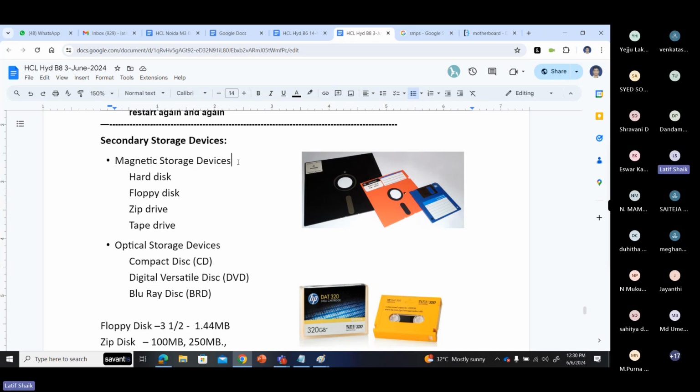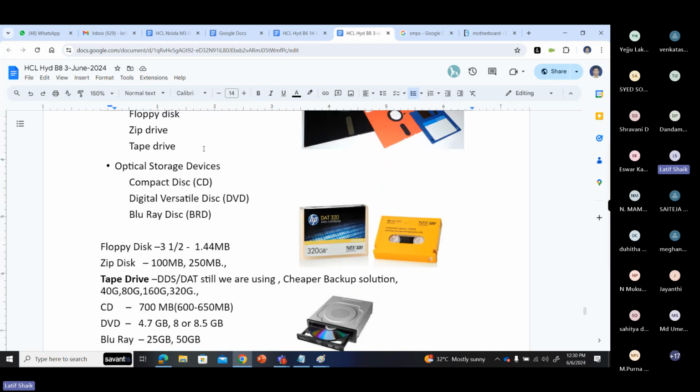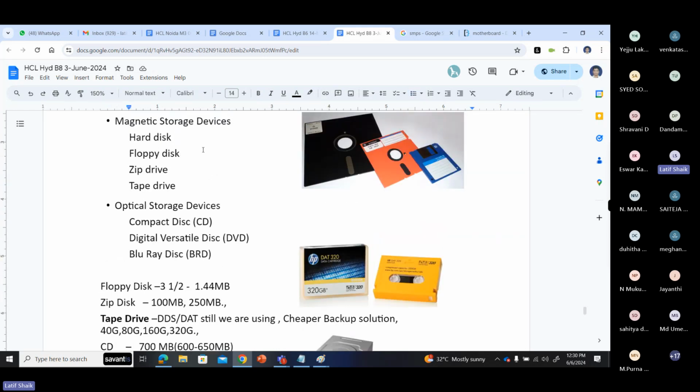Magnetic based means there is a magnetic coating film, or a chip, or maybe a tape or a disk, so data is stored on that magnetic medium. I will explain the hard disk later, so I'm not covering it here. Usually a hard disk is a mass storage device. You can store a huge amount of data. The main purpose of a hard disk is to store your operating system, applications and data inside your system.